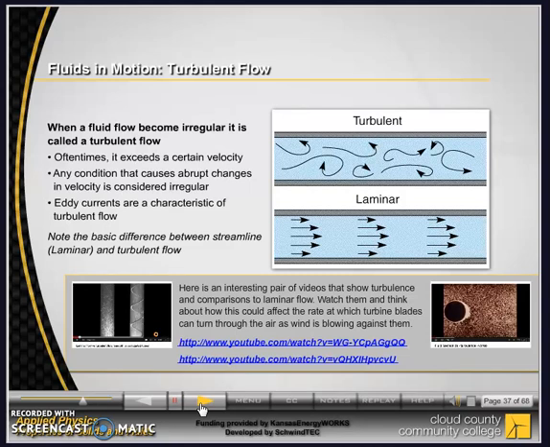Here's an interesting pair of videos that show turbulence and comparisons to laminar flow. Watch them and think about how this could affect the rate at which turbine blades can turn through the air as wind is blowing against them.